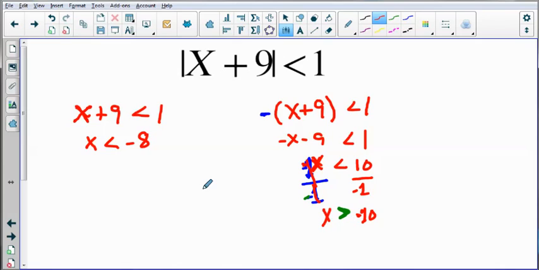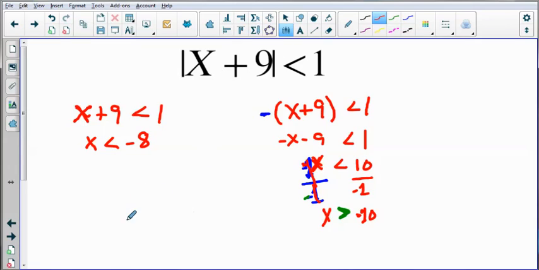So I ask myself the same question I did before. Can you be less than negative 8 and greater than negative 10? That means can you be to the left of negative 8 on the number line and to the right of negative 10 on the number line? Look at a number line. You'll see negative 9 is there. So yes, you can. This means this is an and.